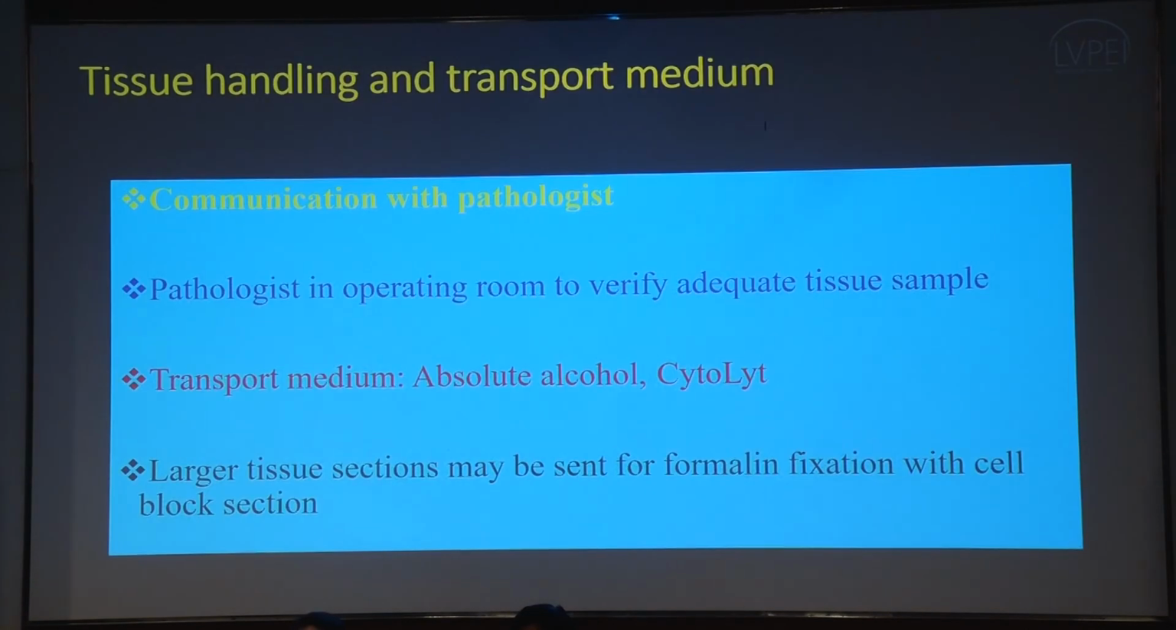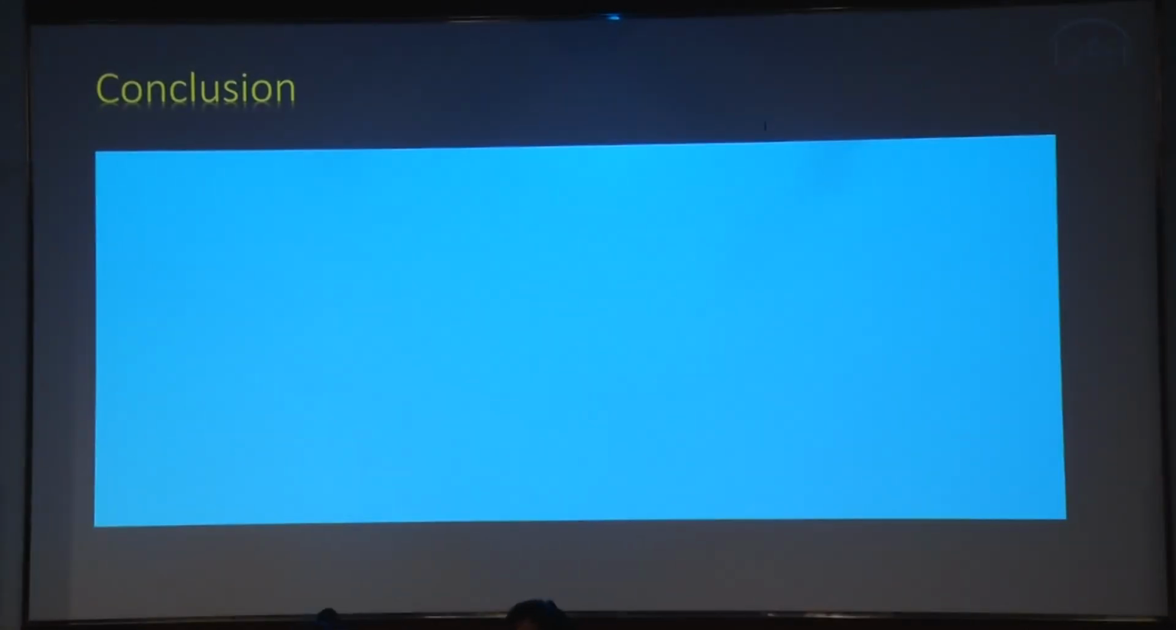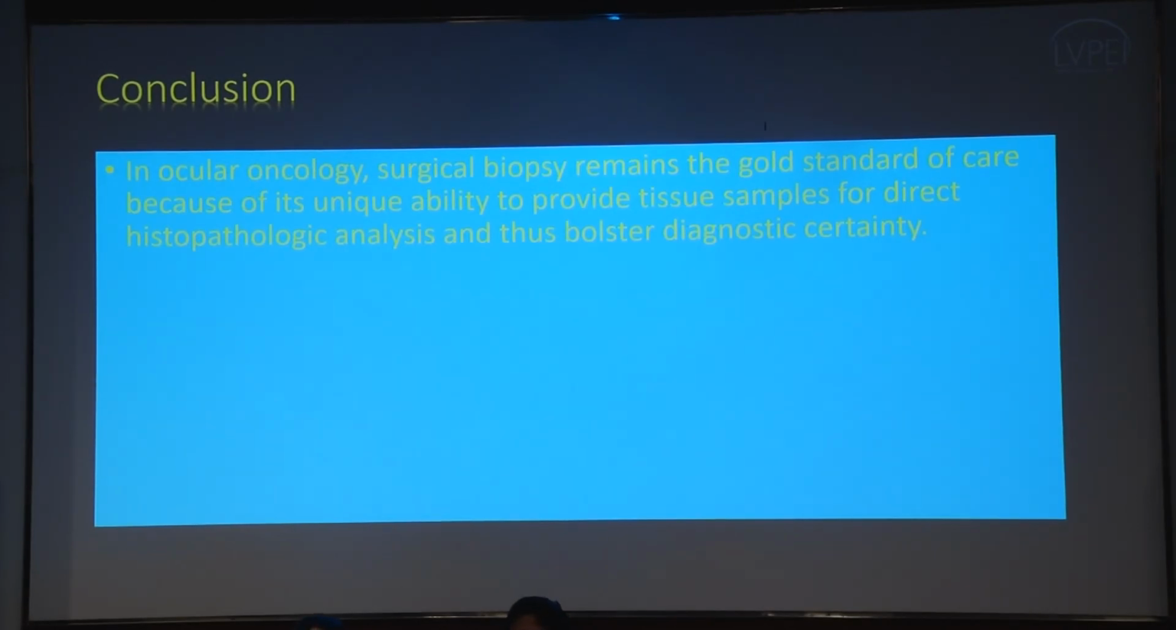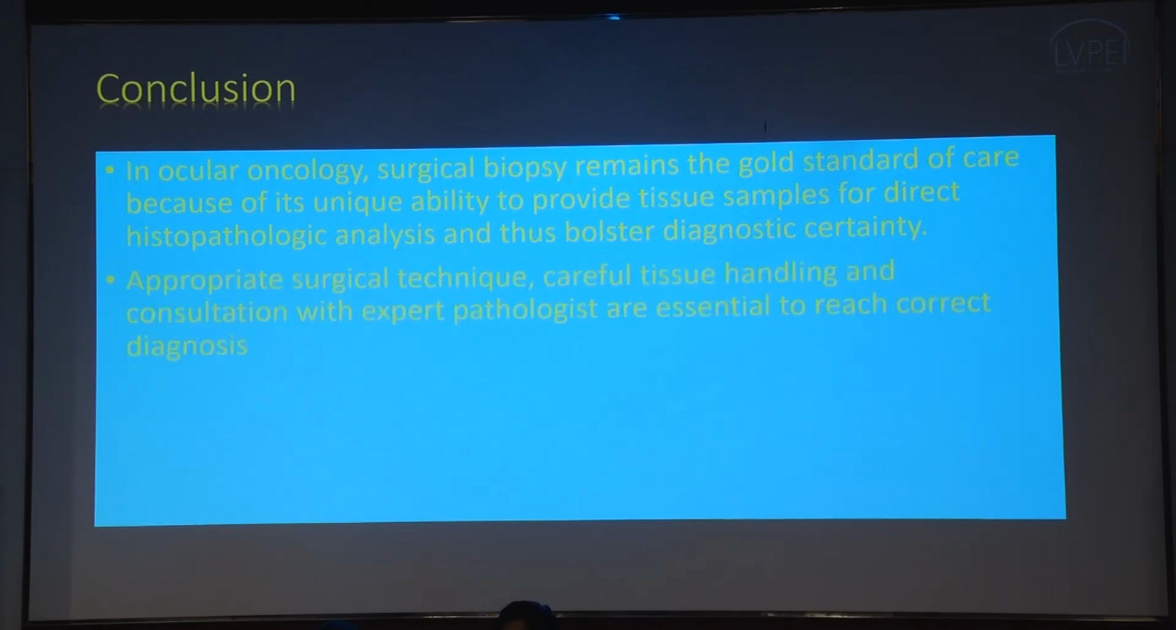So I would like to give my concluding slide. I think in ocular oncology, surgical biopsy still remains the gold standard of care because of its unique ability to provide tissue samples for direct histopathological analysis and also to bolster our diagnostic certainty. Appropriate surgical technique, careful tissue handling, and consultation with an expert pathologist are very essential to reach a confirmed diagnosis. A negative biopsy doesn't rule out any possibility of intraocular tumors, and if needed, one needs to go for a repeat biopsy. And a multidisciplinary approach involving the ophthalmologist, pathologist, and neuro-oncologist is the need of the hour.